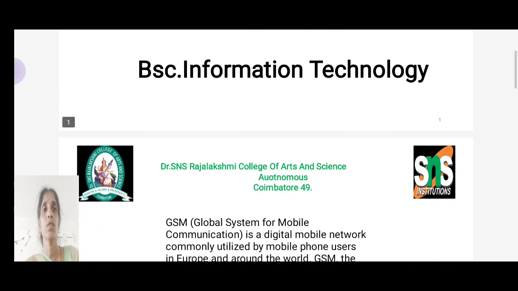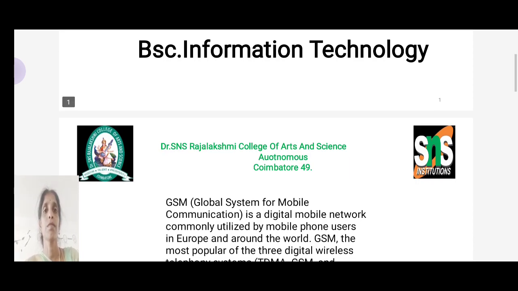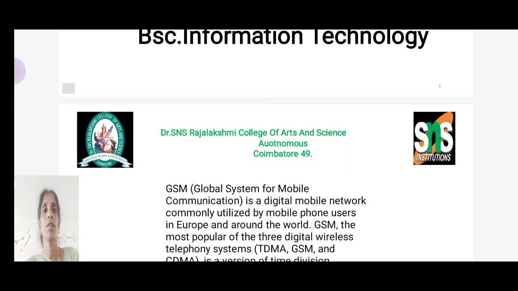Now I am going to explain about Global System for Mobile Communication security. GSM is a favorite mobile network. It is a digital mobile network which is commonly utilized by mobile phone users in various countries. GSM is the most popular technology and a very famous network.